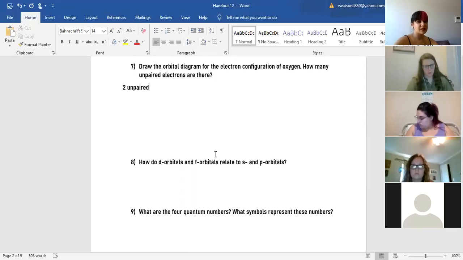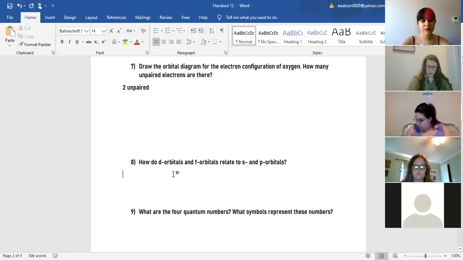How do d orbitals and f orbitals relate to s and p? What I'm talking about is the energy levels that they follow. If you have 4s, what is the energy level for d going to be? One less, so it'd be 3d. Our d orbitals lag by 1.